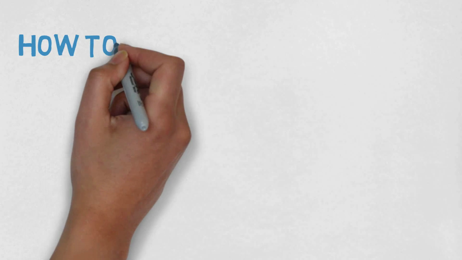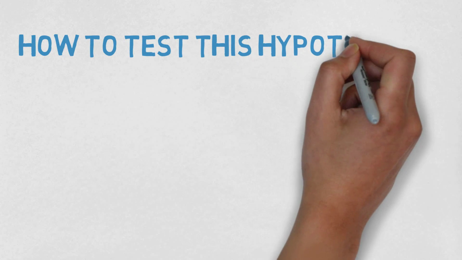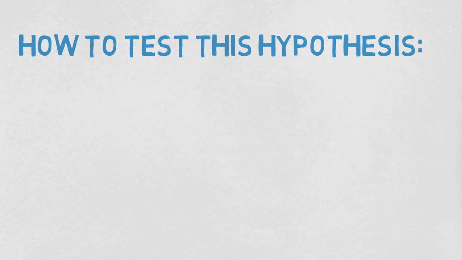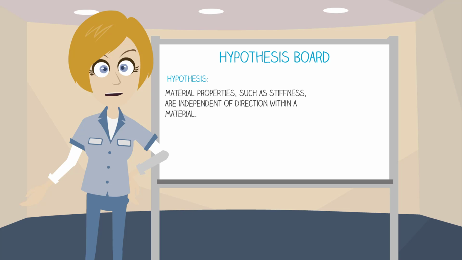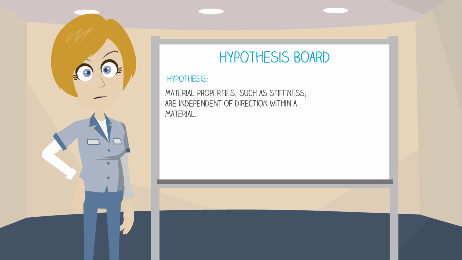So how can we test this hypothesis? The best way to test a hypothesis is to think of an experiment that would show us if our hypothesis is wrong. That may sound strange, but it's actually an important part of the scientific method. Only when we fail to disprove something can we hold it to be true.